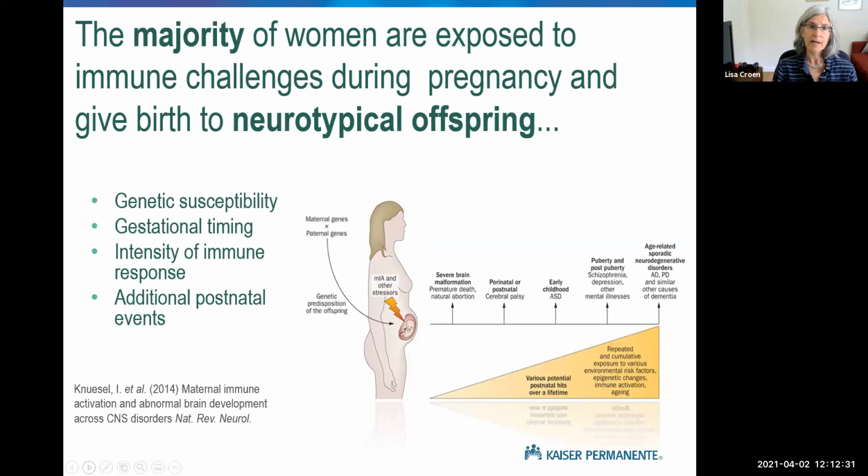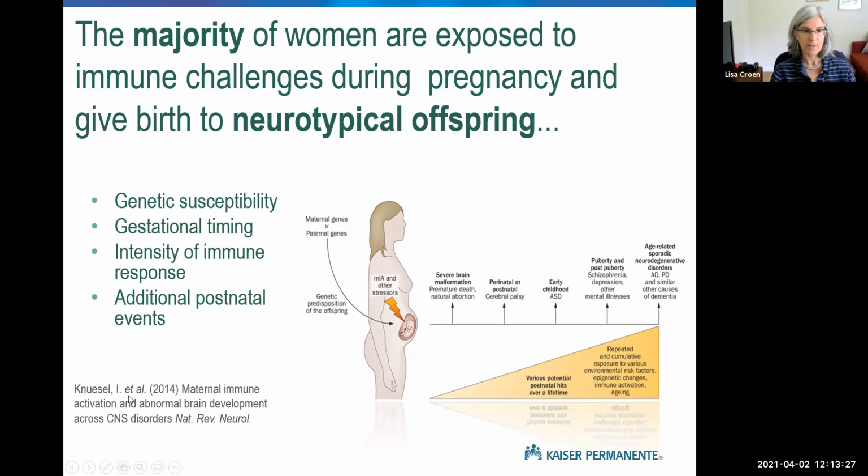But we know that the majority of women who are exposed to immune challenges during pregnancy give birth to neurotypical offspring. So the challenge is, it's not enough to know that someone has an infection or had an exuberant immune response to be able to predict which fetuses are going to go on to perhaps be diagnosed with a neurodevelopmental disorder. There's a lot of other factors at play. Genetic susceptibility is one of them, both the maternal genetics and the child's genetics. The timing of the immune challenge, the intensity of the immune response, and then additional prenatal and postnatal events can all add in, ultimately leading to adverse neurodevelopmental outcome.